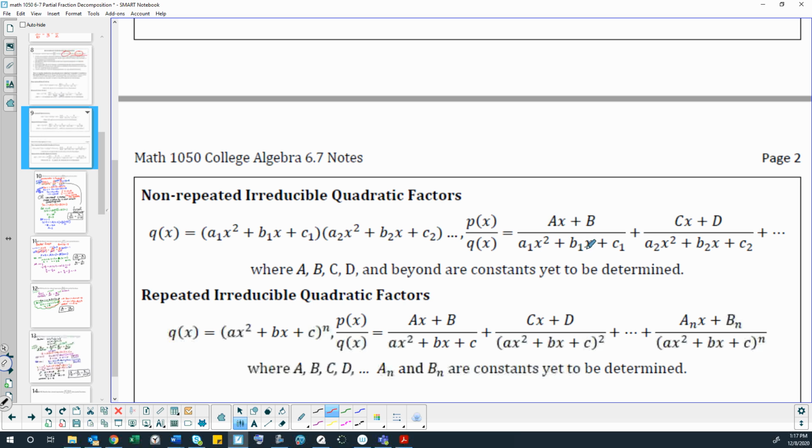So for irreducible quadratic factors, we have to have a linear numerator. So instead of just A over our quadratic factor, we have to have Ax plus B or Cx plus D over that quadratic factor. So we have a linear over a quadratic, so that they're just 1 degree different between the two. And then if we have repeated irreducible quadratic factors, then we have to repeat it just like we did the linear ones.